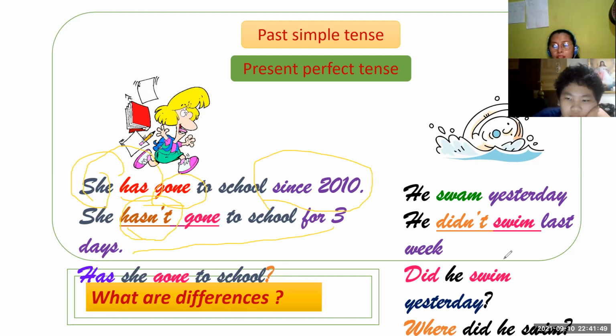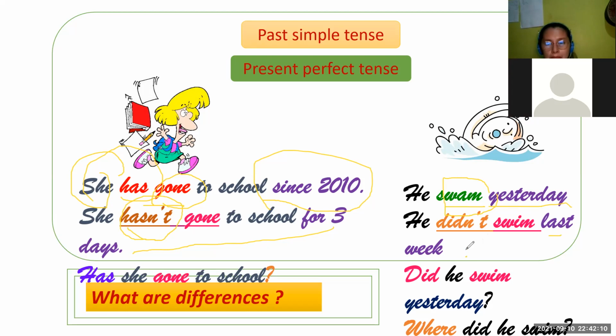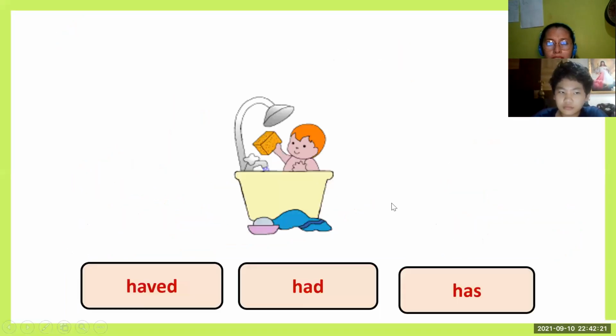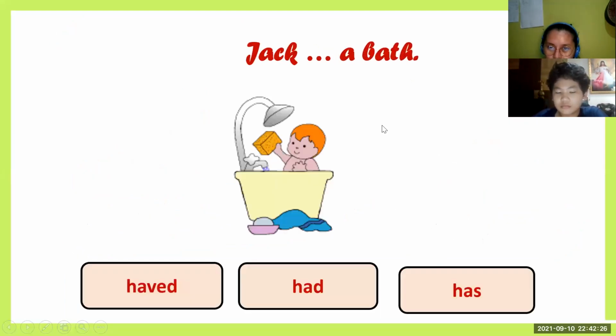That's a question. We can also have he swam yesterday. Swam means the past tense of swim. For the negative, okay, he didn't swim last week. Didn't swim. Okay. So those are some examples also, and I hope you learn from them. That is present perfect tense, and this one is past simple tense.